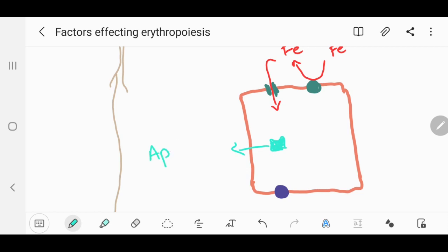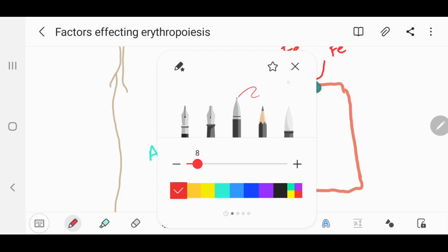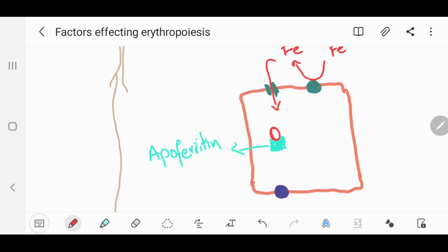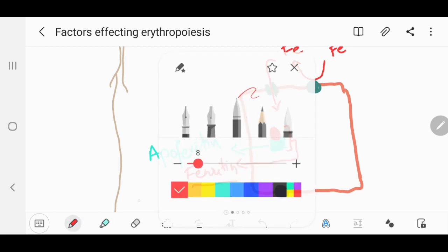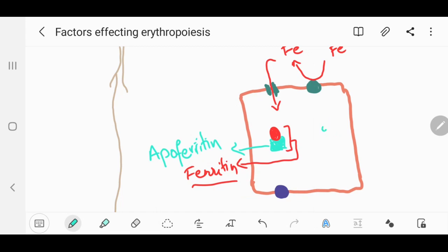In the duodenal cells we have a protein which is known as apoferritin. Now whenever the iron molecule gets attached to this apoferritin, this new structure is then known as ferritin. So the protein without the iron attached to it is known as apoferritin, and when the iron attaches to it, it is known as ferritin, and ferritin is basically the stored form of iron.